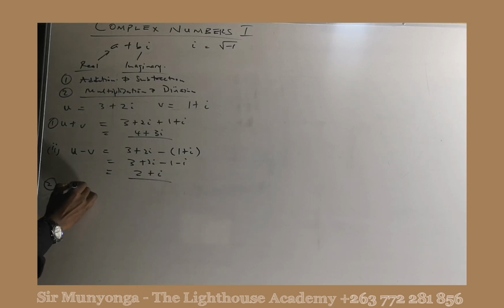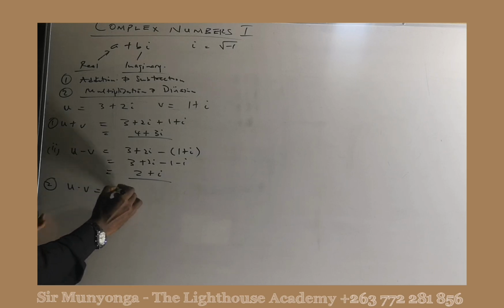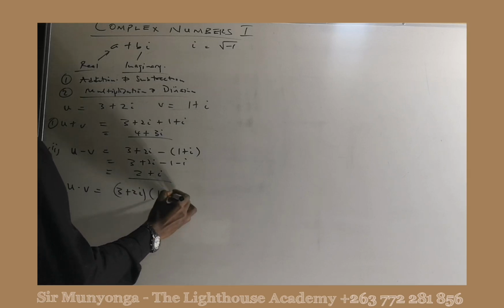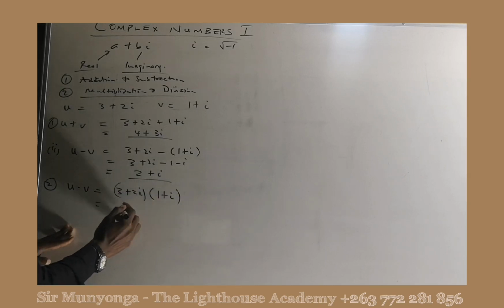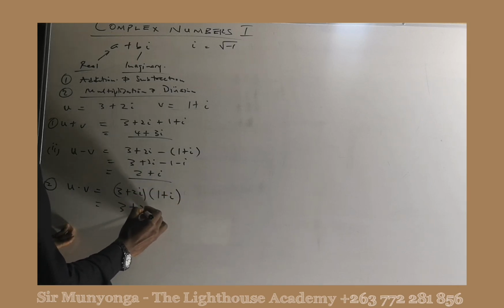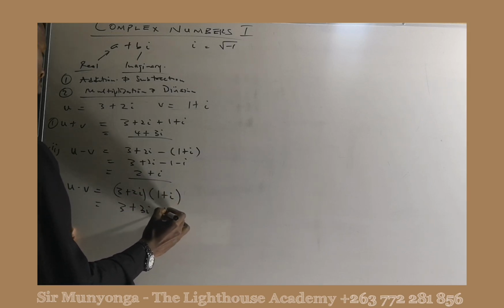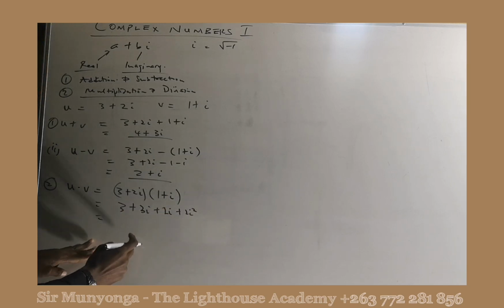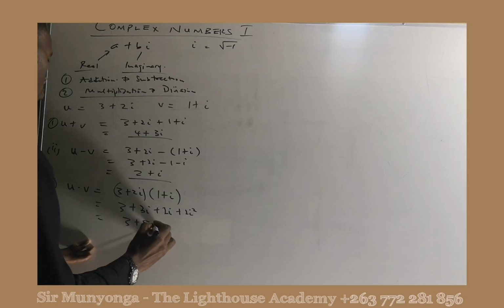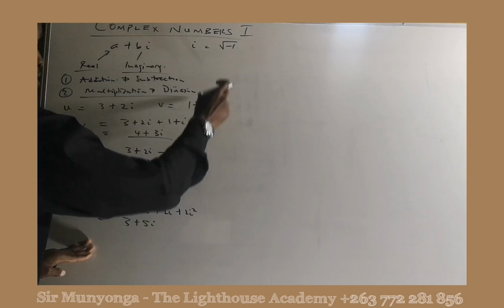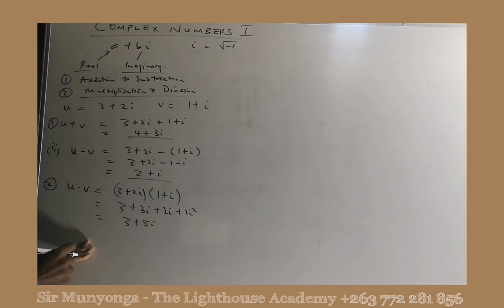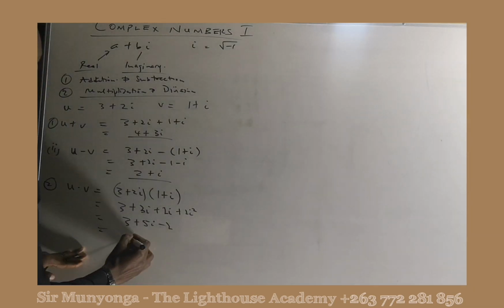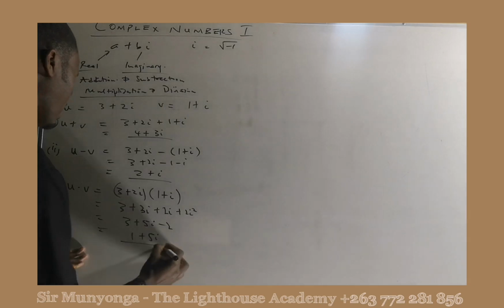Part 3, multiplication. u times v will be 3 plus 2i times 1 plus i. 3 times 1 is 3, 3 times i is 3i, plus 2i, plus 2i squared. So that gives us 3 plus 5i plus 2i squared. Like we said, i is equal to the square root of -1, so i squared will now be -1. So we get -2 here, 3 minus 2 is 1, plus 5i.